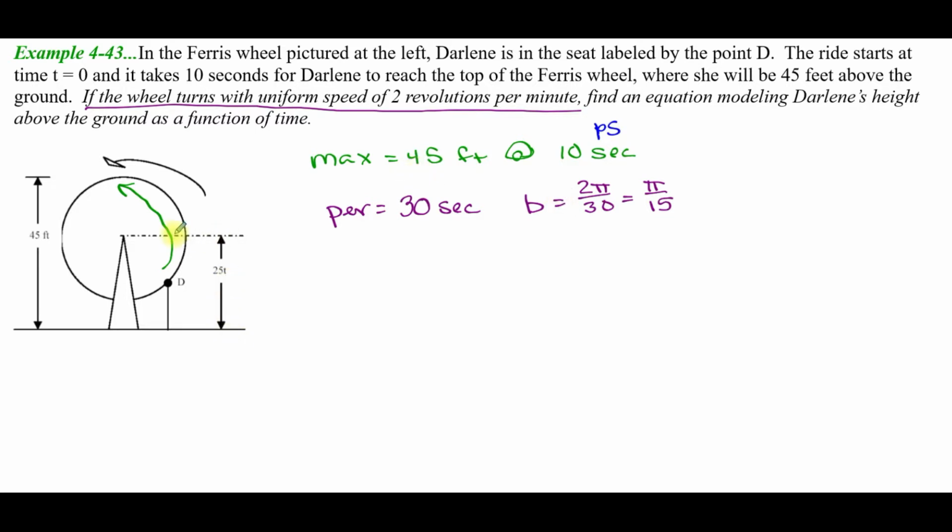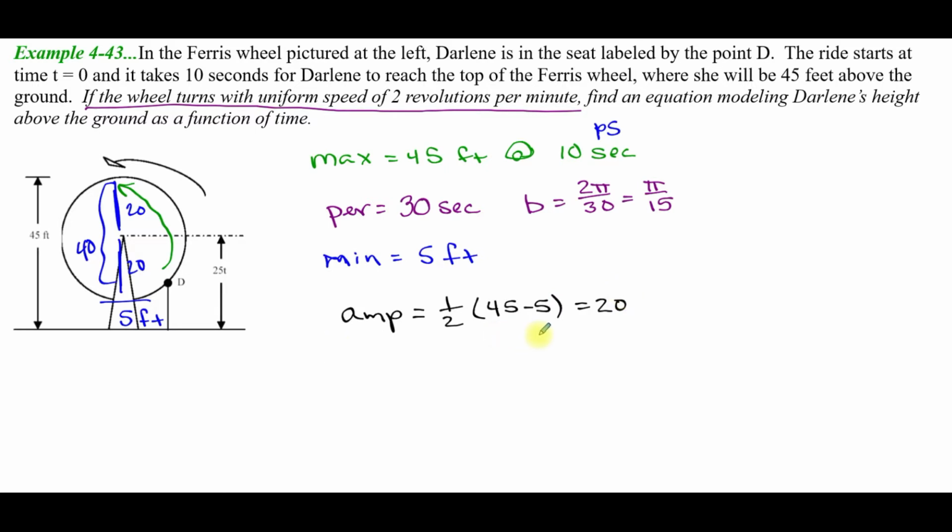And I know the distance from the center to the ground is 25 feet. So that tells me if I do 45 minus 25, the radius of this Ferris wheel is 20. So then that means this would be 20. So the Ferris wheel is actually 40 across. And since the distance from the top to the ground is 45, that tells me that this leaves me with 5 feet down here. So my minimum is 5 feet. So then that would allow me to calculate my amplitude and my vertical shift. So my amplitude's half of the max minus the min, which is going to give me 20. My vertical shift is 1/2 maximum plus minimum, which is going to give me 25.